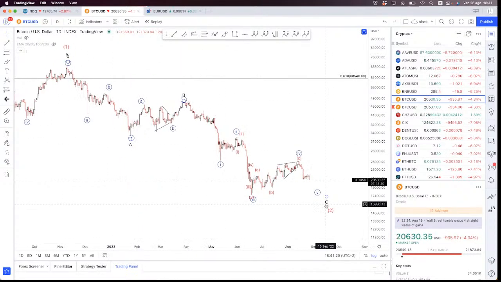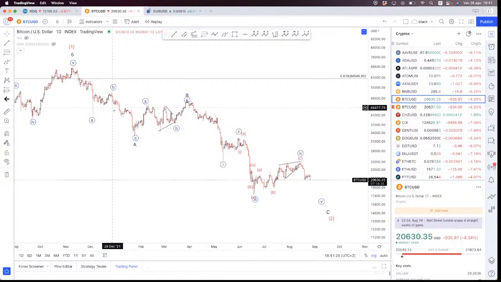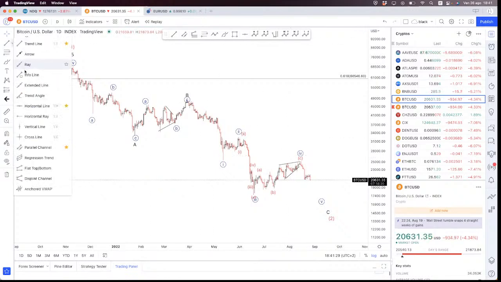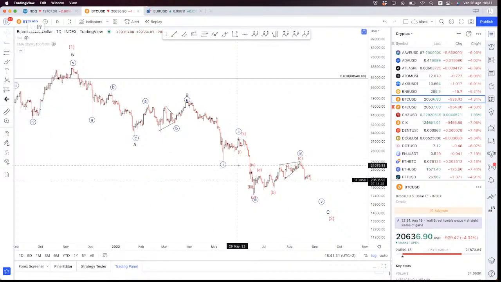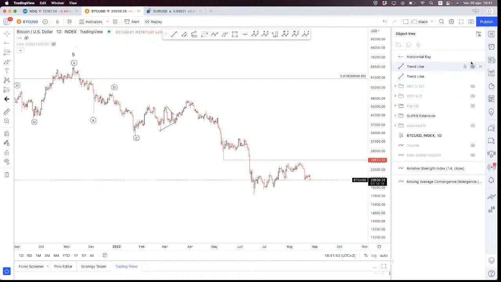ABC, it's one scenario. ABC in A, ABC in B, 1, 2, 3, 4. There's no invalidation for wave 4 and 1. As you can see, very close, but not quite. A, B, any diagonal wave C or wave 4. And now we could be going down for wave C of 2. That's one way to look at it.